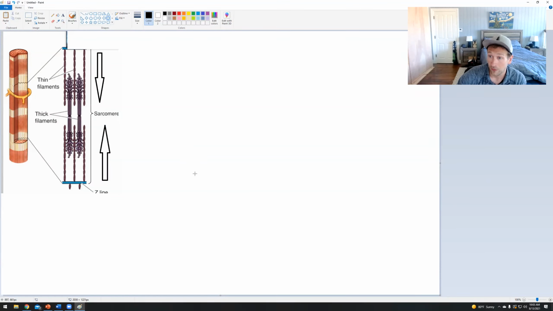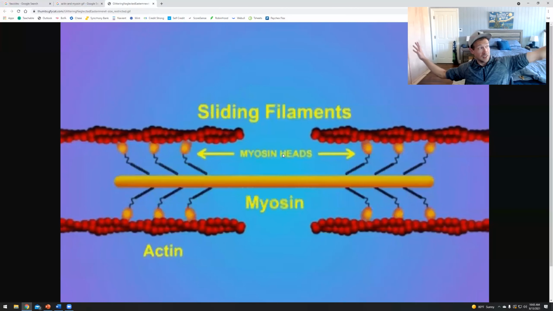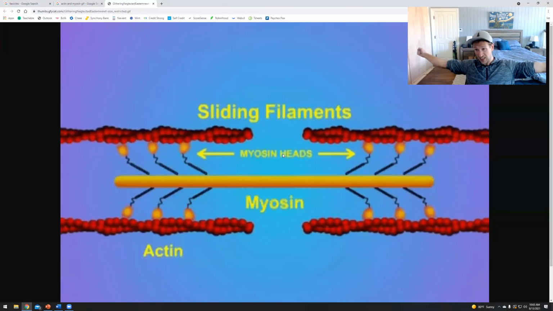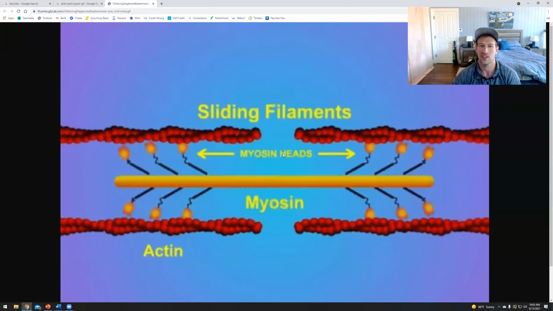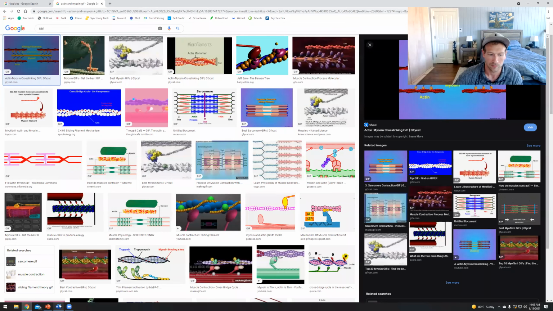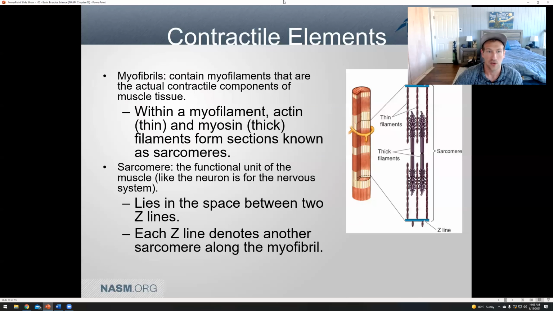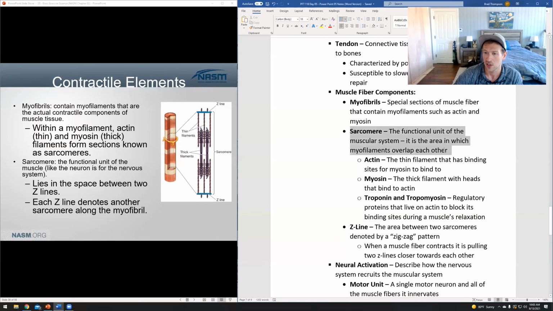So a myofibril is a whole bunch of sarcomeres lined up end to end. And they all shorten at the exact same time, which, when that happens, is going to drag the muscle cell from this side and drag from this side. And the whole muscle cell is going to come towards its center, and it's going to shorten. So those are our proteins there, right? That's a sarcomere, which is the functional unit of the muscle. This is the area where this sliding action is occurring, and it's where myosin is grabbing actin.